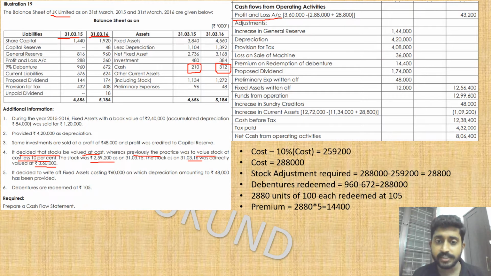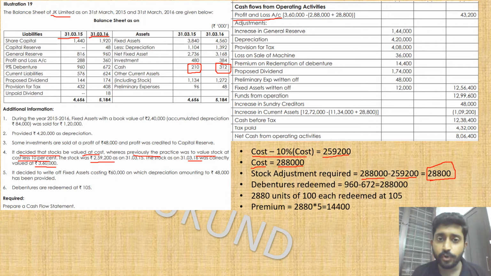Since for the indirect method we have to start with the P&L balance only, we have to do that correction now itself. Cost minus 10 percent of cost is given as 2,59,200, and now we can find that if it is valued at cost, it should be 2,88,000, but instead they have accounted only 2,59,200 in the 2015 balance sheet. Now what is the adjustment required? 2,88,000 minus 2,59,200, 28,800 is the adjustment required for the opening P&L balance, and also the opening stock balance.